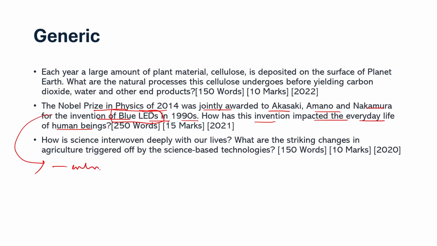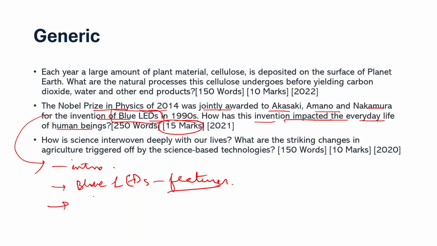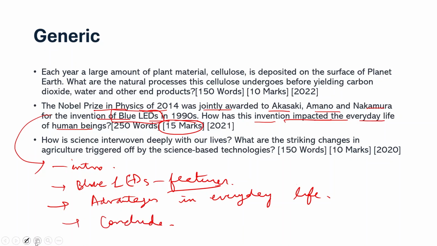So again you write introduction, then you write features of blue LEDs, because notice that this is a 15 marker question, you have to write something more. Rather than just how it is impacting everyday life, you have to also explain what blue LEDs are, the different features. Then you have to write about advantages of blue LEDs in everyday life, right? And then you can suitably conclude. Okay.